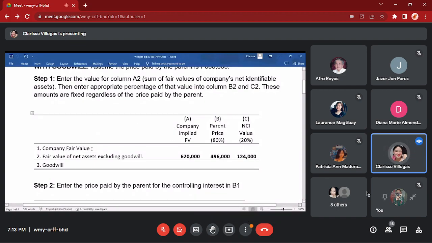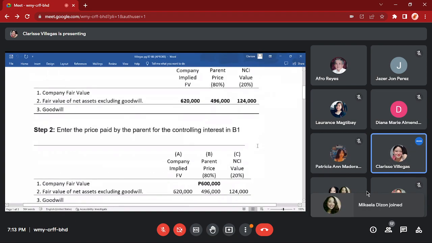A1, company fair value, wala. B, company fair value, wala din. At saka C, kasi kukunin pa natin sa step 2. Fair value of net assets, excluding goodwill. A, company implied fair value is 620,000. Parent price 80%, 496,000. NCI value 20%, 124,000. Goodwill, wala pa.